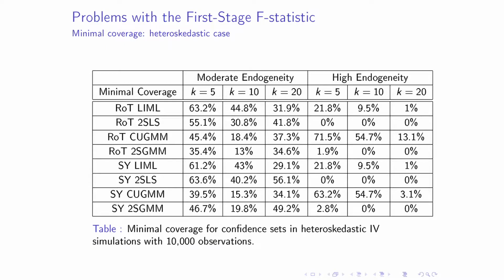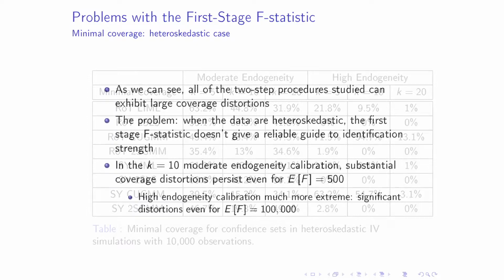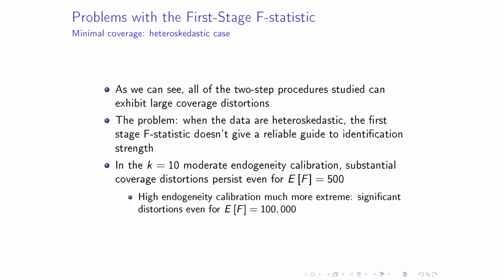Right? So this just highlights that if we allow errors to be heteroskedastic, assessing identification strength based on the first stage F-statistic is unreliable. And the real reason for this is that when errors are heteroskedastic, the first stage F just isn't a reliable guide to the reliability of the usual asymptotic approximations. In particular, if I think about the calibrations with 10 instruments, even in the moderate endogeneity calibrations, substantial coverage distortions can persist when the mean of the first stage F statistic is 500.